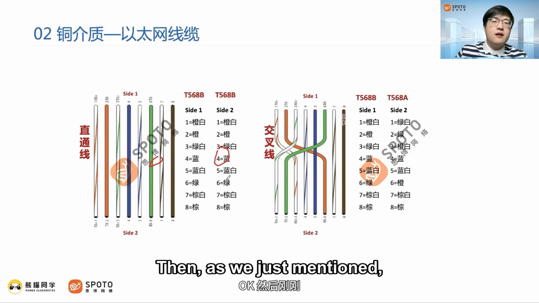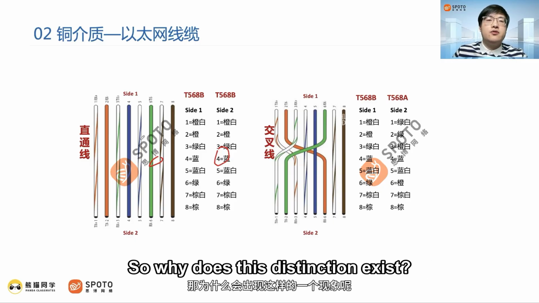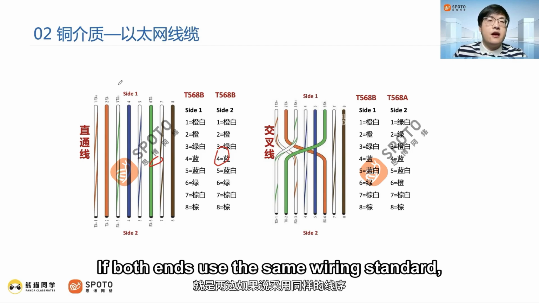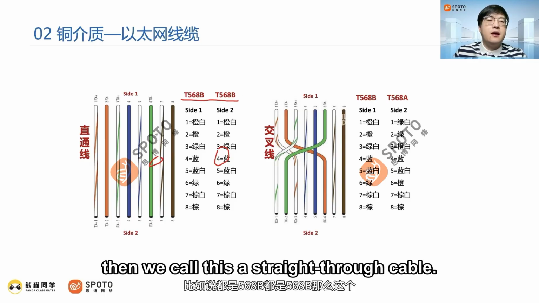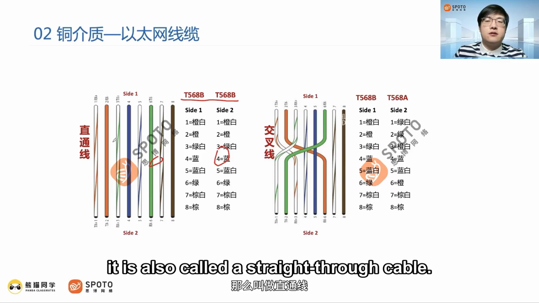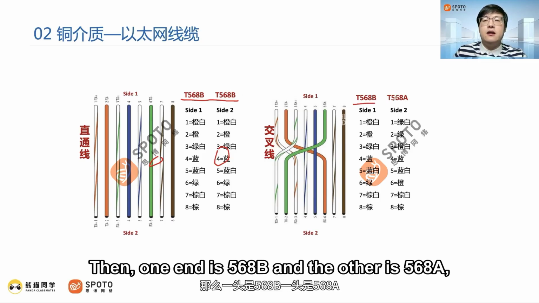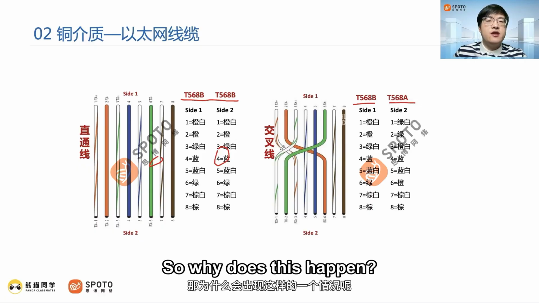Okay, then, as we just mentioned, when terminating crystal connectors, there are straight-through and crossover cables. So why does this distinction exist? If both ends use the same wiring standard, for example, both are 568B, then we call this a straight-through cable. If one end is 568B and the other is 568A, we call this a crossover cable. So why does this happen?